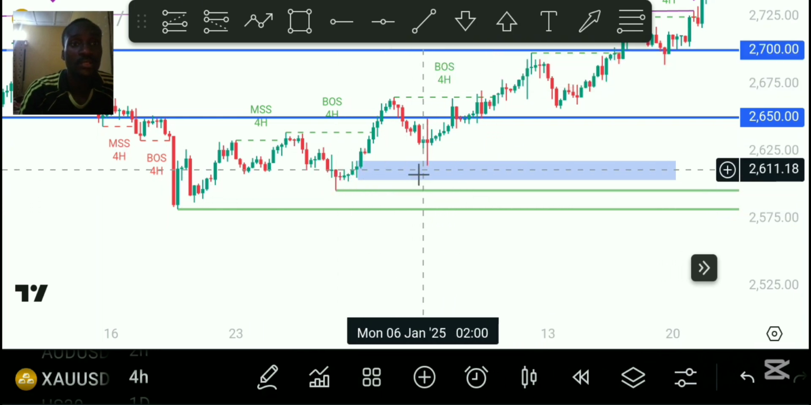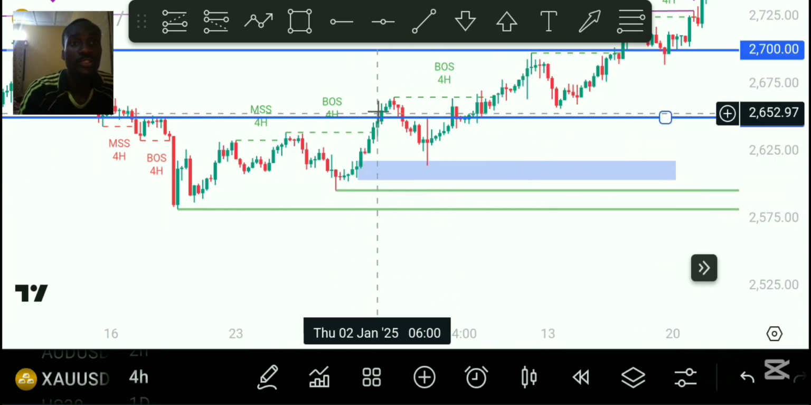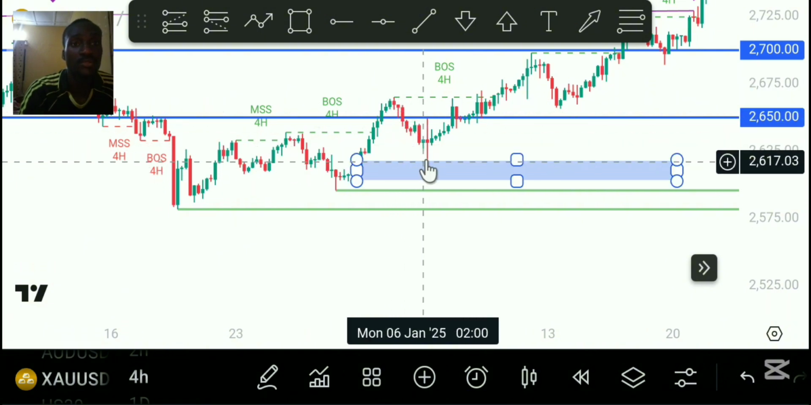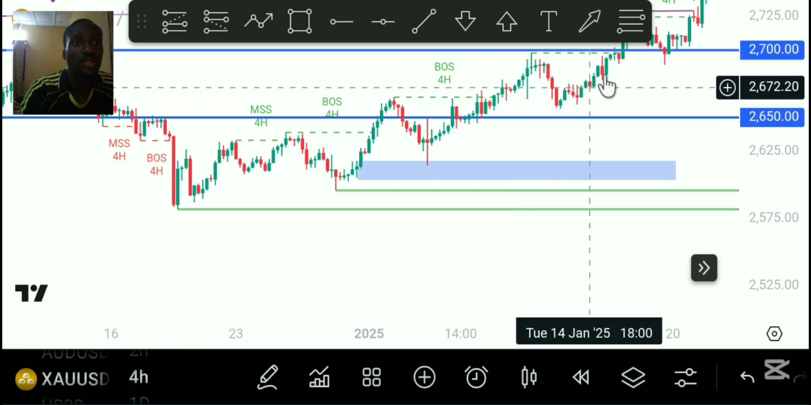So now this is an order block, right? I should look for an opportunity to buy when the market taps into this level, and you can see the market came back, tapped into this level, and began to buy.